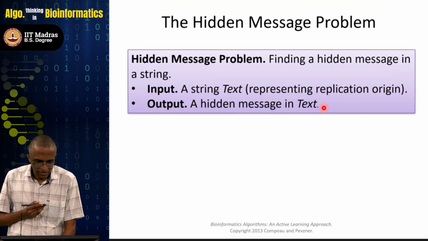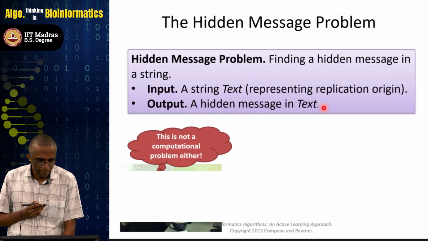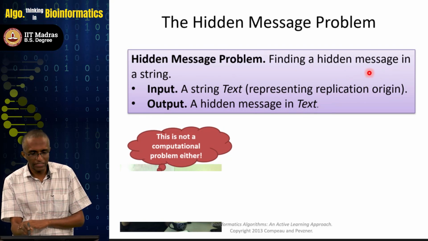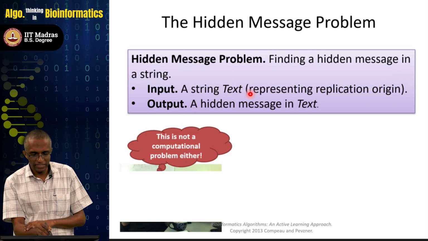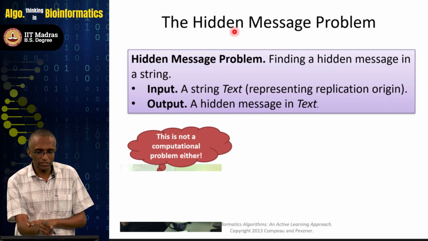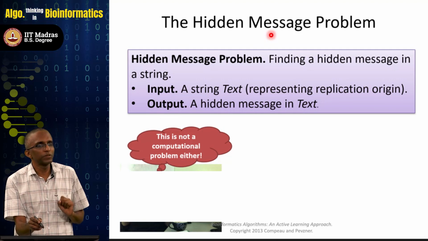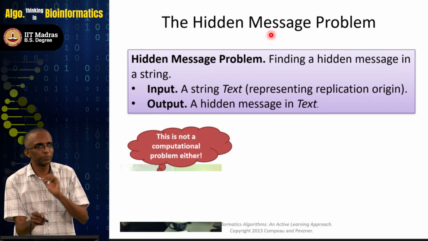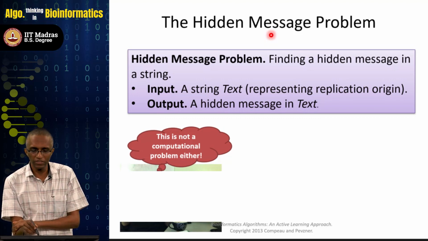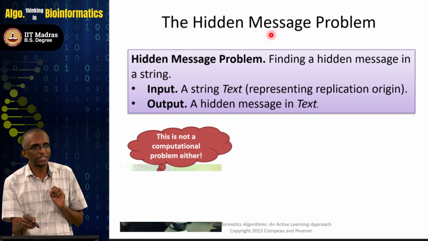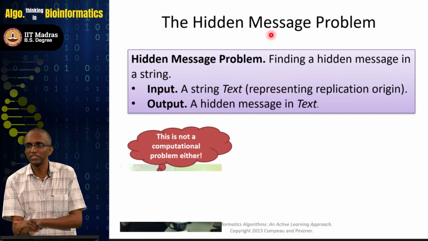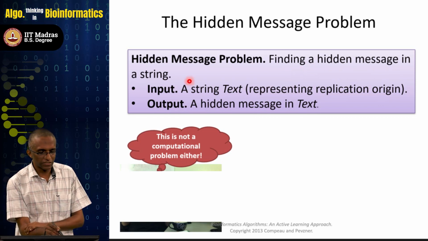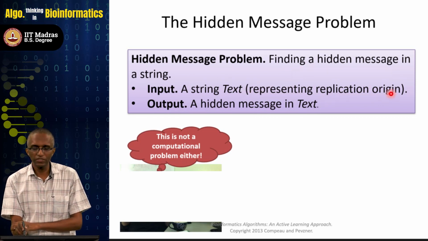Okay. So far, based on our understanding, we are going to find a hidden message in a string of text representing the replication origin. This is a subproblem, a subroutine if you will. The original problem is finding the replication origin, but this hidden message problem is: given an origin of replication, given a string, are there any hidden messages in there? So it is a subroutine, finding a hidden message in a string of text which represents the replication origin.